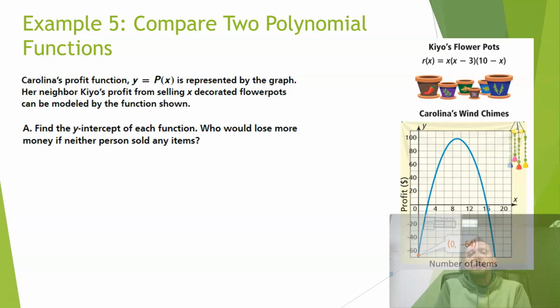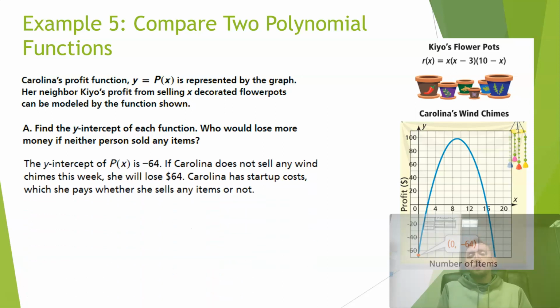All right, so we can figure out from the first function, from Carolina, that her y-intercept would be negative 64. If you were to go back and look at that equation, remember we had minus 64. So if she sold 0 wind chimes, she would owe $64. The reason for that is because there was a cost to her startup. She had to pay some things up front. So before even selling anything, she's already owing $64. That's what that means for her profit.